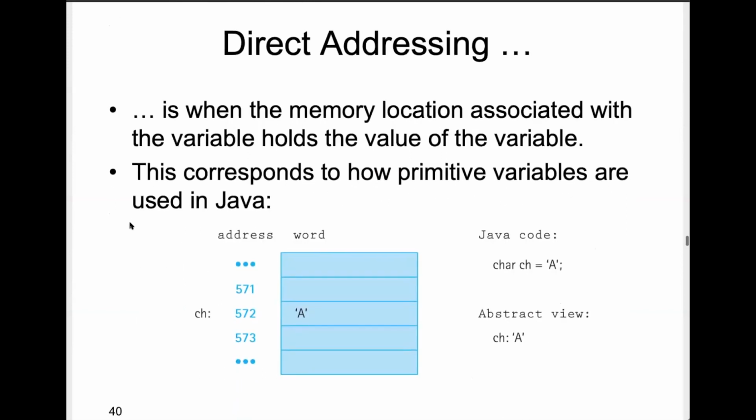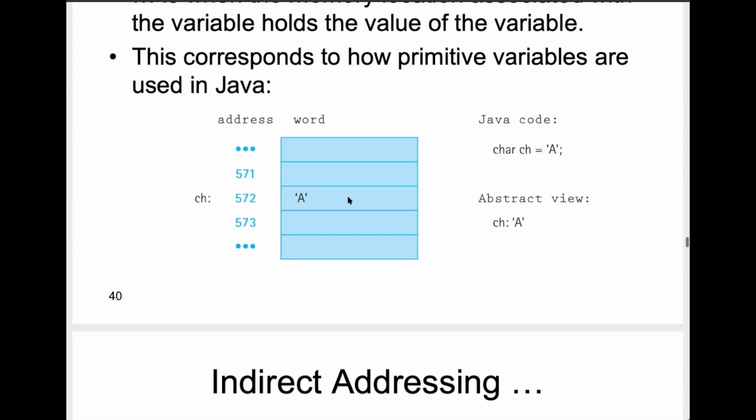So let's talk about direct addressing. This is an example illustrating the fact that you have a char. This char is statically allocated on the stack. This one has a value of A and is sitting at this address 572. Every time you're referencing ch, it is just a label. On the inside, it's actually referencing 572. 572 has this value called A. Word is kind of synonymous to value. Let's move on to the next one.